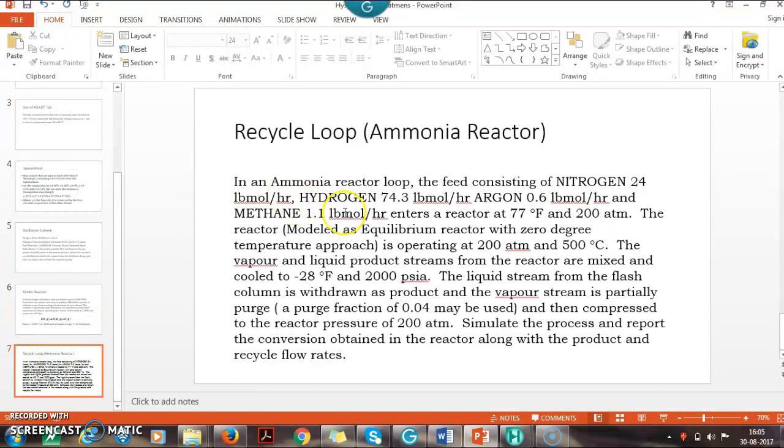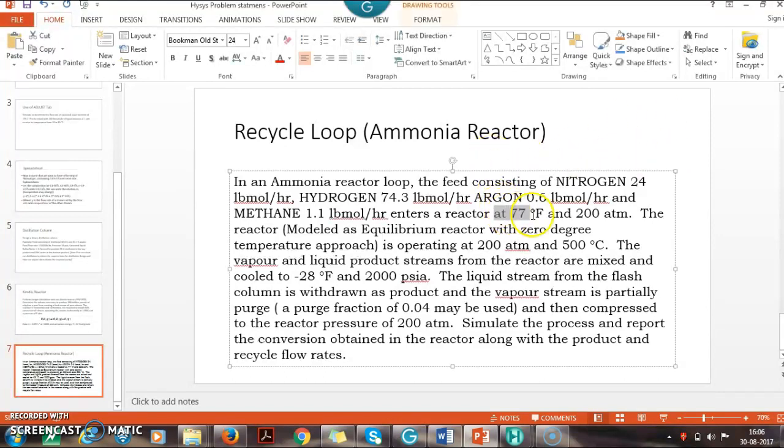We have an ammonia loop case study in front of us. Let's say ammonia is being produced by reacting nitrogen and hydrogen. The feed contains nitrogen, hydrogen, argon, and some amount of methane. It enters the reactor at 77 degrees Fahrenheit and 200 atmosphere. The reactor is modeled as an equilibrium reactor, so we will have to add an equilibrium reaction and a reactor. The reactor operates at 200 atmosphere and 500 degrees Celsius.